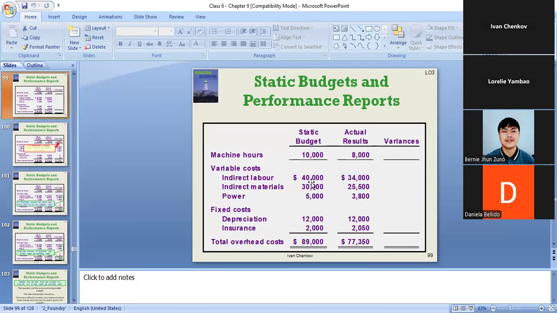So for that reason, we have to find out what the variable cost per unit is. Now the question is, can we do that? The answer, obviously, is yes. How can we do that? Well, total indirect labor cost is $40,000 because we're using the machine for 10,000 hours. So how much is the indirect labor cost per 1 hour? That will be 40,000 divided by 10,000, right? And that will be $4. How much will indirect material be for 1 machine hour? That will be the same calculation. 30,000 divided by 10,000 is going to be $3. And the power, we can get the same way.